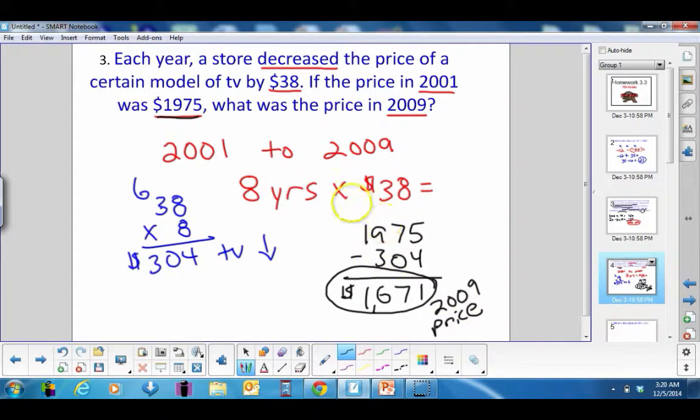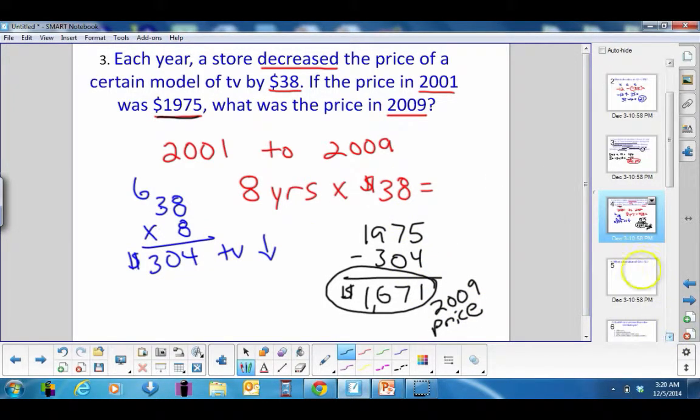Okay, cool. Looks like we worked our way through that problem. We got the years, multiplied, subtracted from the total. Very good. Okay, moving right along.